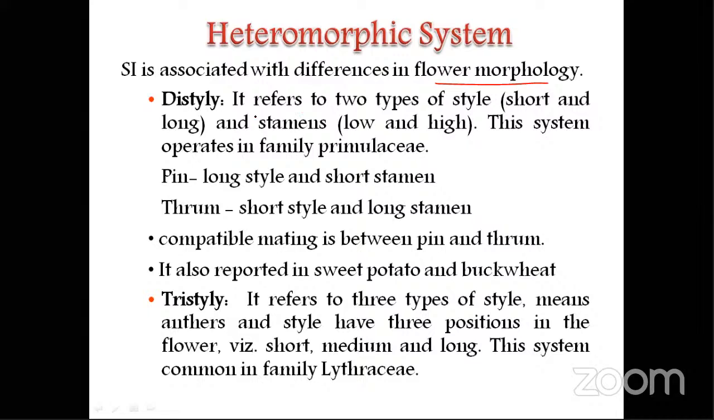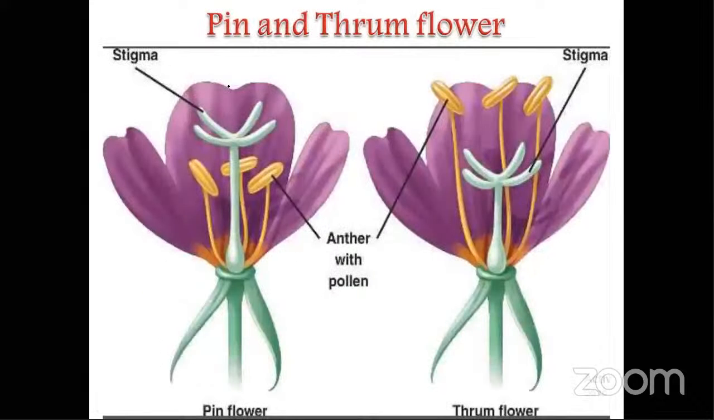So distyly refers to a condition where you can find two types of style. Okay, two types of style, that is short and long. Means style is short and long, and stamens low and high. Let's see what the condition is.